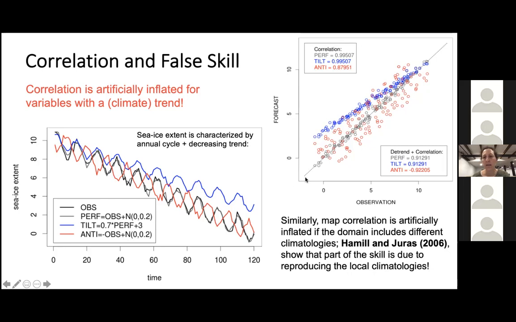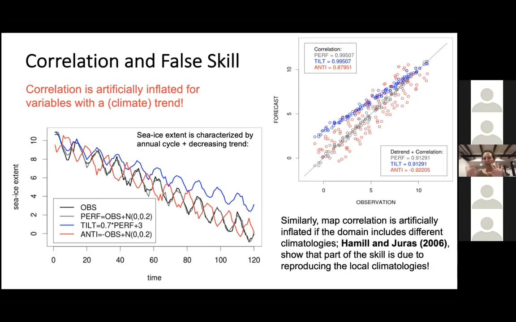So this is again what was shown in the previous slides. The correlation is not sensitive to the bias or to the variances, and it is not the slope of the regression line. So this is just to show you that looking at correlation can be tricky, and we need to be aware of trends or also climatologies.